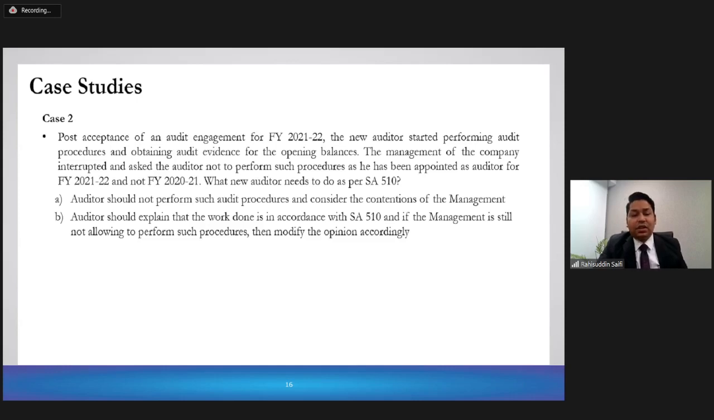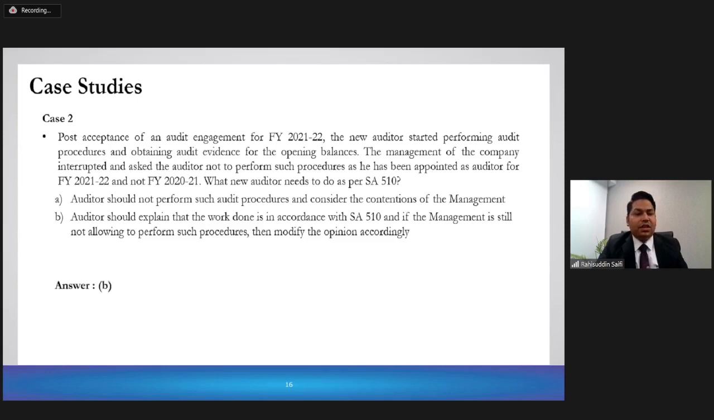What in that scenario does the auditor need to do as per SA 510? SA 510 clearly guides us. There would be two scenarios. Auditors should not perform such audit procedure and accept the contentions of the management, or auditors should explain that the work done is in accordance with SA 510, and if the management is still not allowing to perform such procedure, then modify the opinion. What's the option the auditor needs to consider?